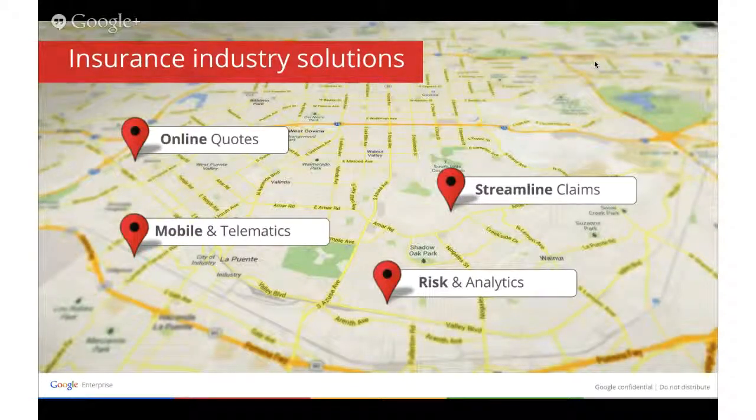Now, in terms of the use cases, many things we could discuss today, but given the time, we're just going to go through four. So we have the online quotes we're going to talk about. We're going to talk about streamlined claims, mobile and telematics, and risk and analytics.